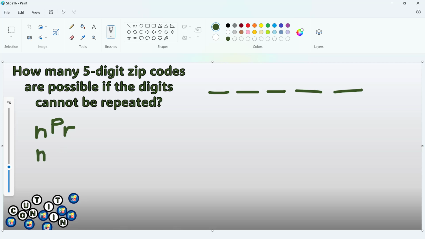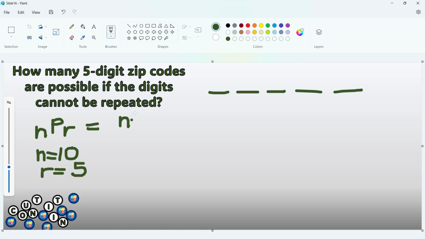Here, our n is actually 10 because there can be 10 possible digits for each placement from 0 to 9. And our r here is the number of digits that we could have here. Since we have 5-digit zip codes, we are taking 5 of them at a certain time. So there are 10 digits and we are taking 5 out of those 10 and arranging them into a possible order. The formula for permutation is in this manner.